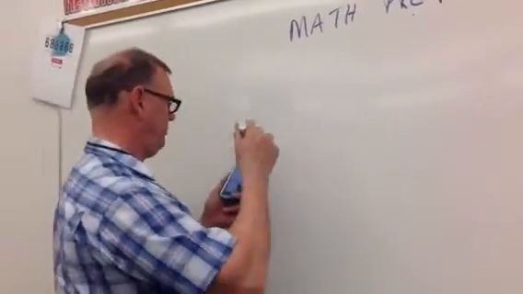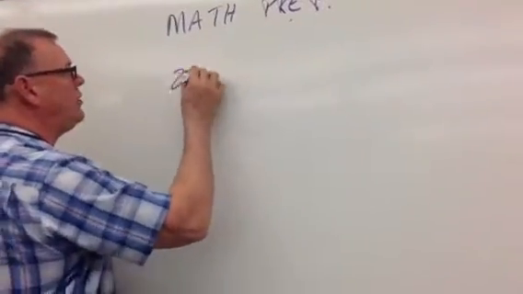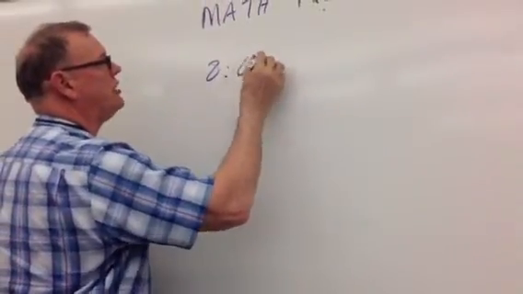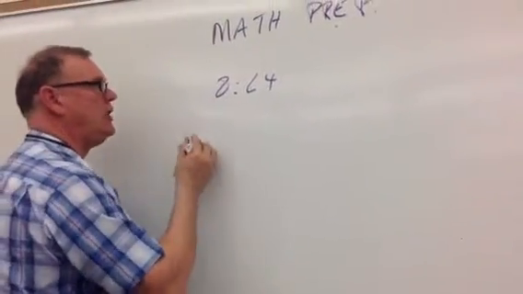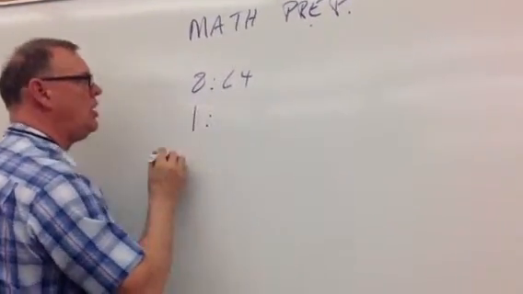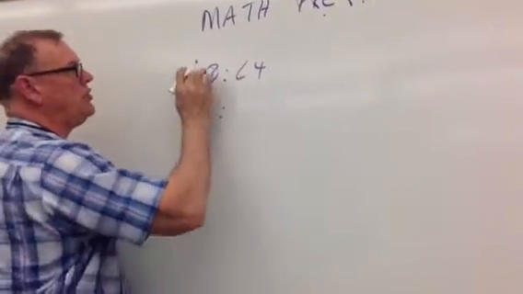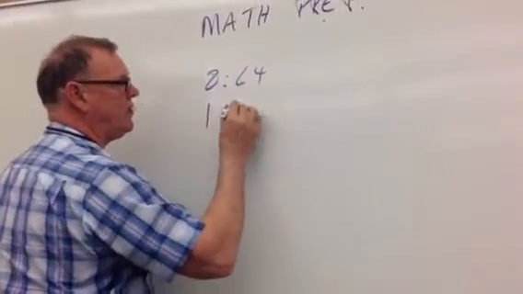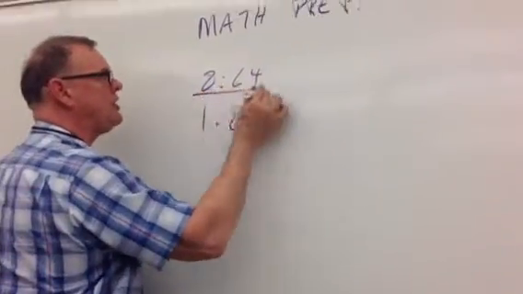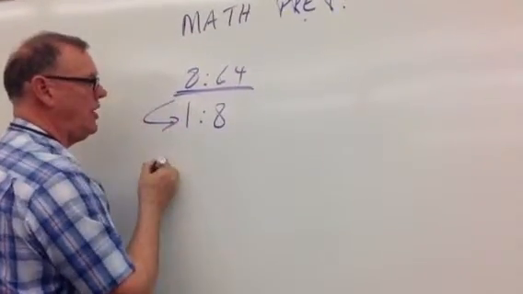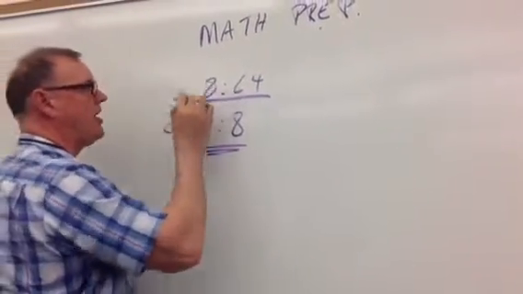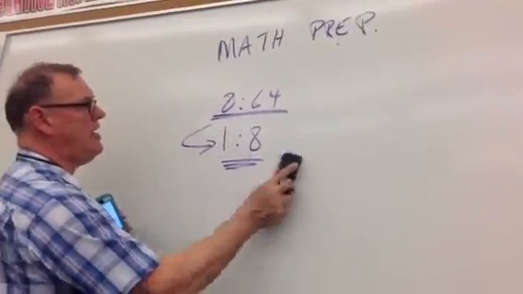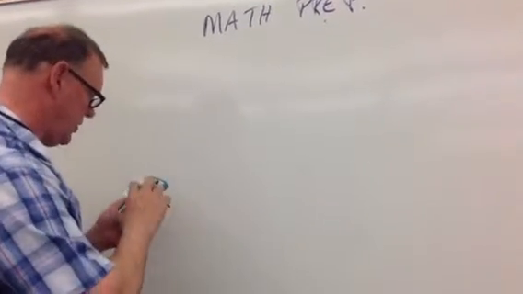Number 27. Take 8 to 64 and make the first ratio 1. Well, it wants you to make this 1. Well, how do you get from 8 to 1? Well, you divide by 8. 8 divided by 8 is 1. What's 64 divided by 8? 8. So 8 to 64 with first ratio 1 is 1 to 8. 8 divided by 8 is 1. 64 divided by 8 is 8. Okay? Next question.